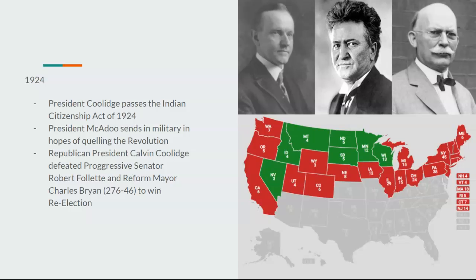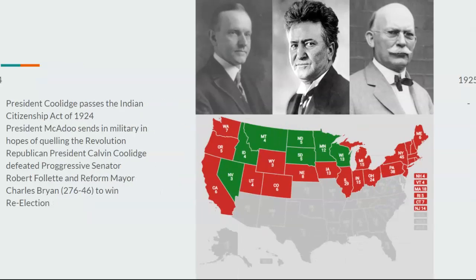Charles Bryan, 276 to 46. The Reform Party is dying, but is overtaken by a farther left party, the Progressive Party, which is farther to the left than it should be. Farther left in this time than it is before. They're not so far to Bernie Sanders left, but they're pretty far left. They're more Elizabeth Warren kind of far left.